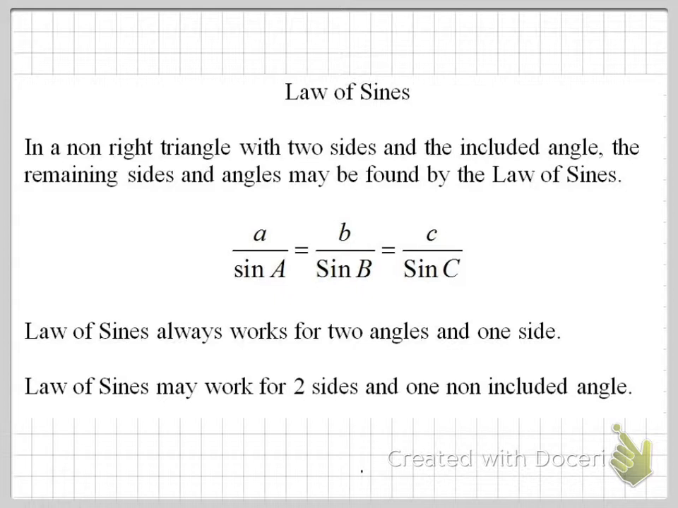And as we talked about in class, a over sine of A equals b over sine of B, which equals c over sine of C. The law of sines always works for two angles and one side. And the law of sines may work for two sides and one non-included angle.